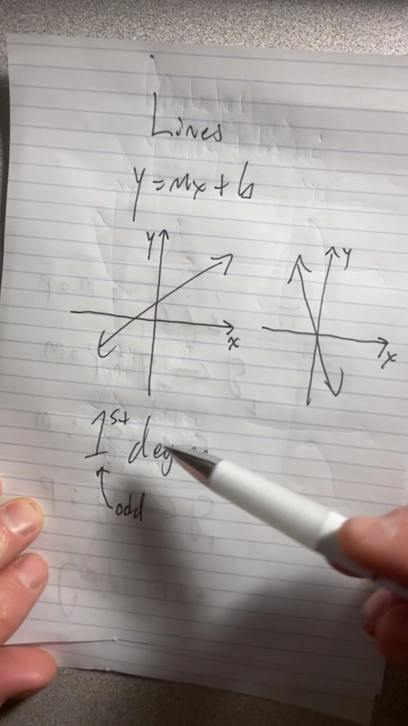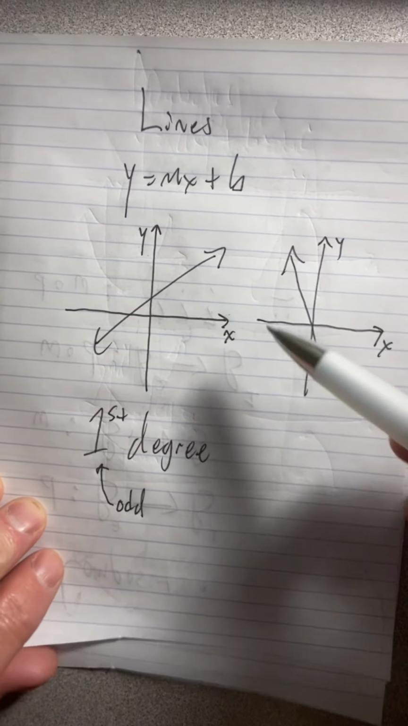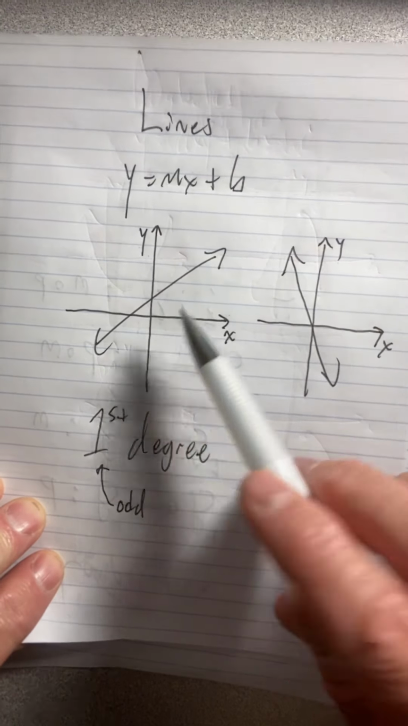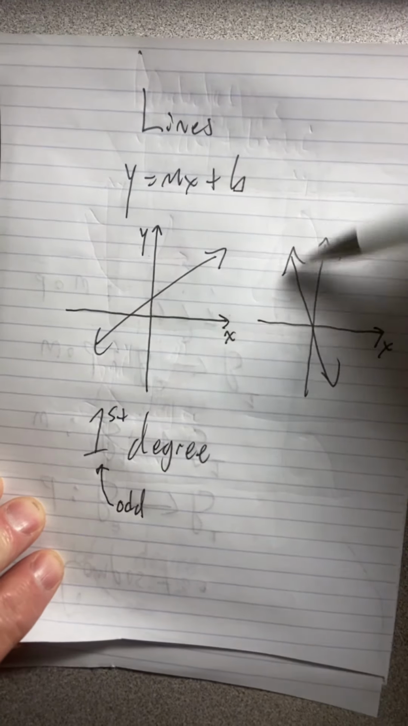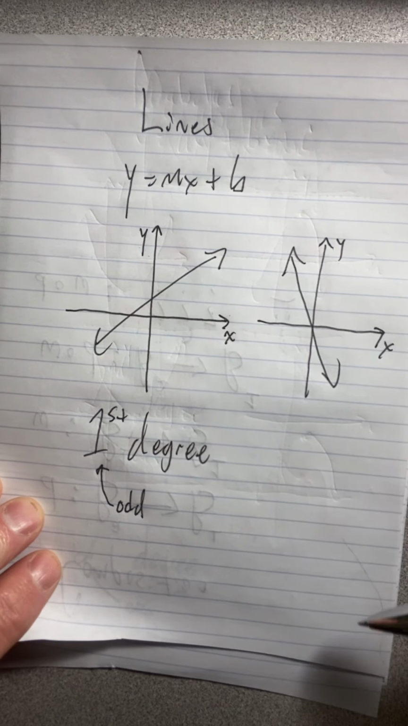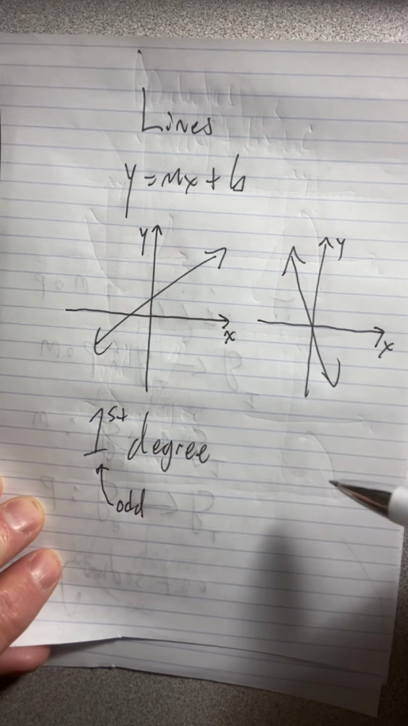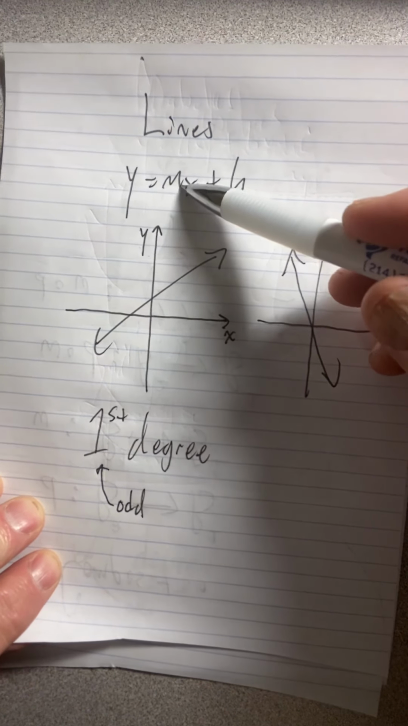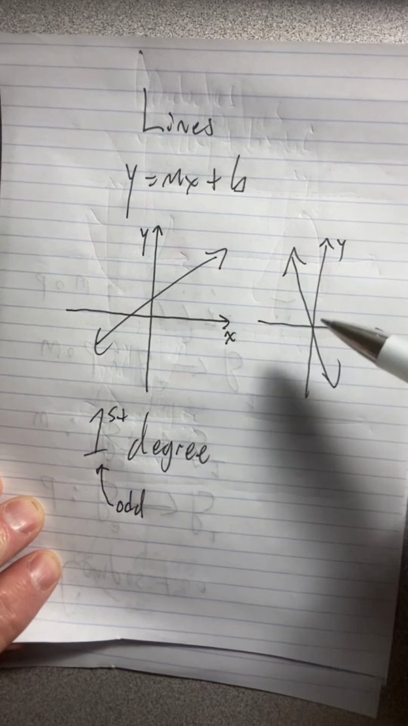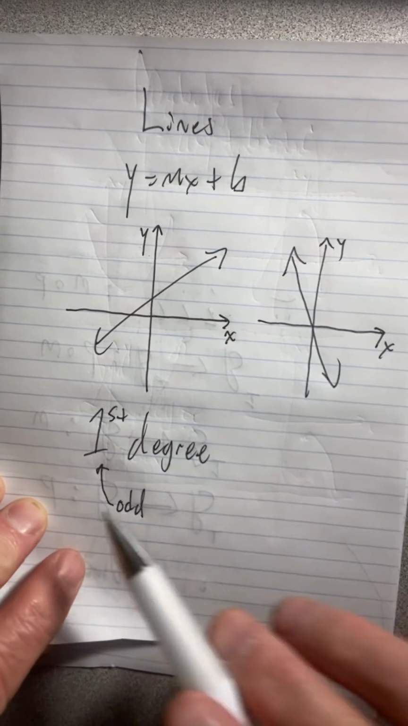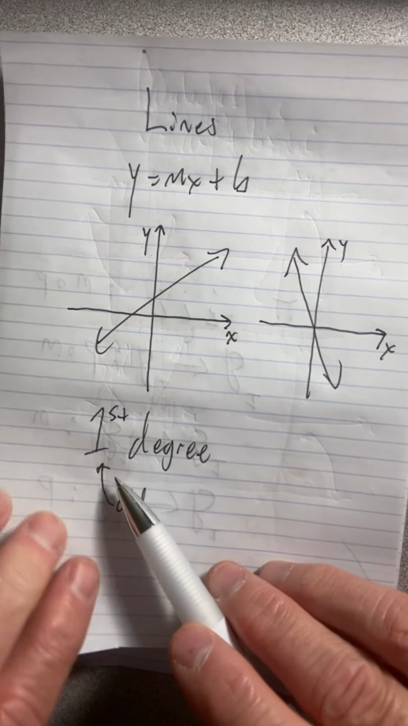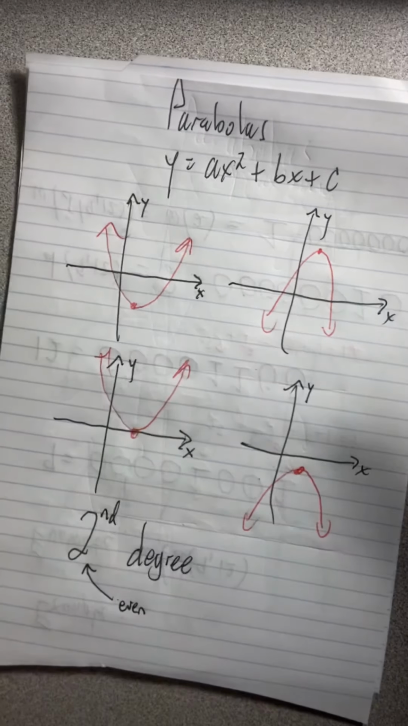So lines are first degree polynomials, and a positively sloped line looks like this. A negatively sloped line looks like this. Notice that it has opposite end behavior all the time. All lines other than flat lines, all lines that are non-zero slope have opposite end behavior. And it's first degree. First degree have opposite end behavior.